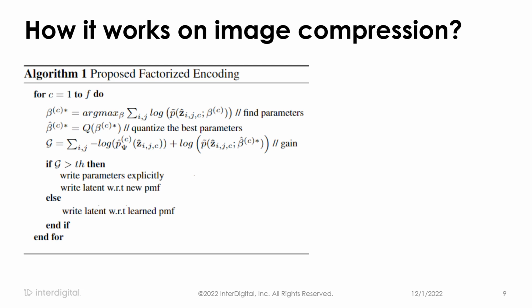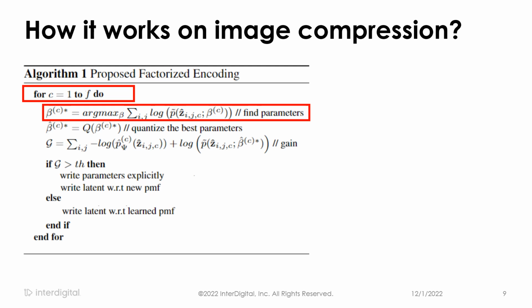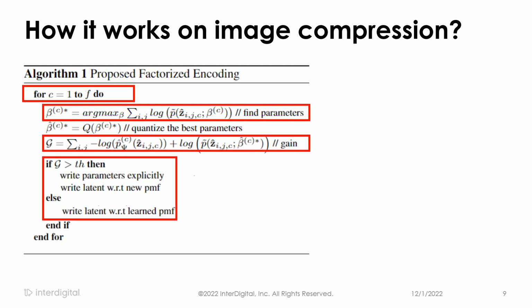In the image compression case, first we need to check each PMF table and fit our parametric distribution model to the actual latent. If the gain is worth encoding the extra parameter into the bit stream, we replace the PMF with the new one and encode the parameter into the bit stream, otherwise the default PMF table is used.